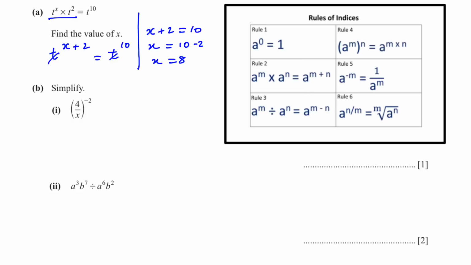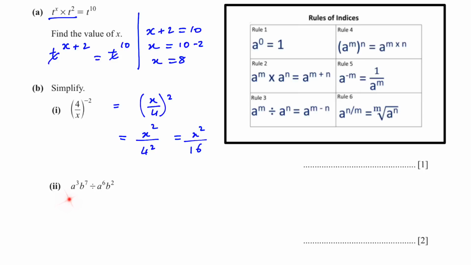Part B, you have a negative power here and there's a bracket with a numerator and a denominator. To make the power positive, we are going to flip the numbers inside. That makes the power positive. So this will be x squared and 4 squared. 4 squared is 16. Remember that no matter what question it is, if there's a bracket and you have terms inside, the power is for each term, whether in the numerator or in the denominator.